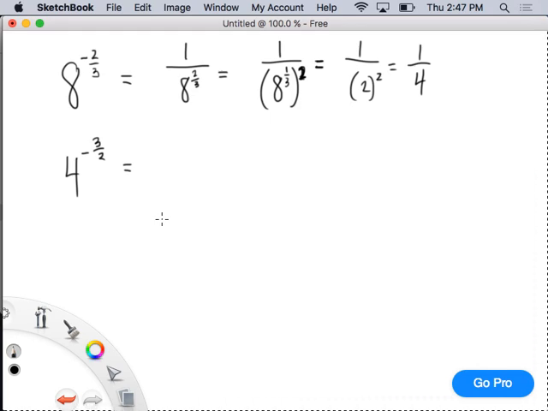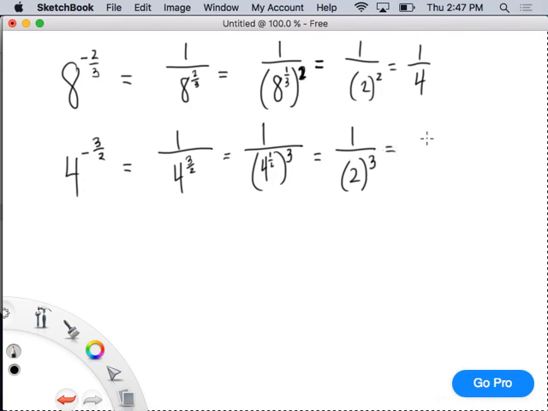Okay, about 20 more seconds. All right. First thing, I do 1 over 4 to the 3/2. Next step, split it up. 4 to the denominator on the inside, 1/2. 3 on the outside equals 1 over 4 to the 1/2, which is the same thing as square root of 4, which is 2. 2 to the third is 2, 4, 8. 1 over 8. Got it?